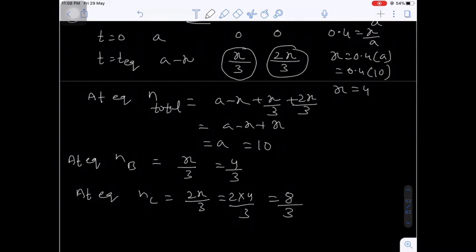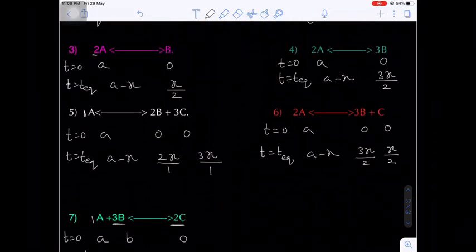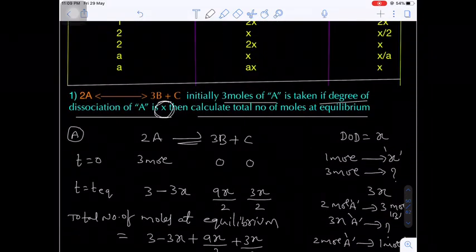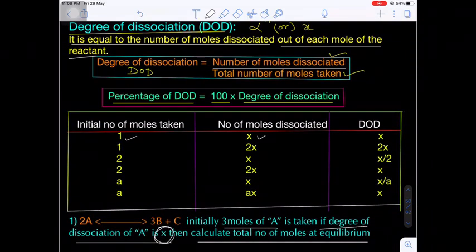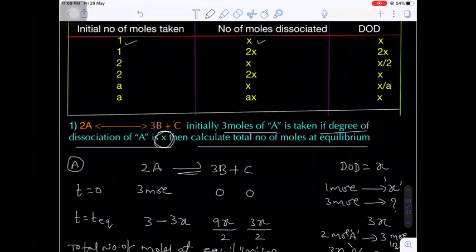So this is the concept of degree of dissociation. In this lecture, what we completed here, first of all, the definition of degree of dissociation: number of moles dissociated out of each mole of the reactant. How to find the degree of dissociation? Number of moles dissociated divided by total number of moles taken. How to calculate the percentage of degree of dissociation? 100 times the degree of dissociation.